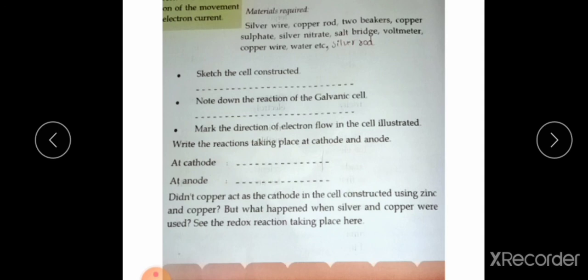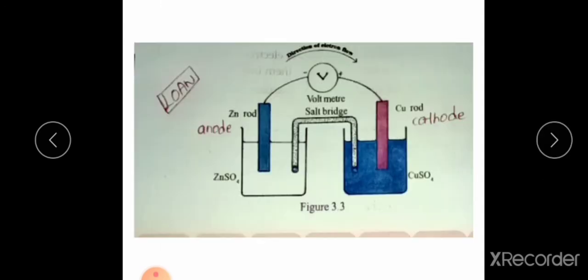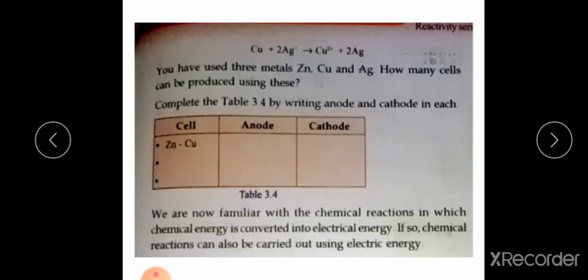I hope everyone understands how to construct the galvanic cell. This is the homework for you. Everyone must submit before Monday. Everyone should submit the homework. Construct a galvanic cell like this using the silver and copper electrodes.